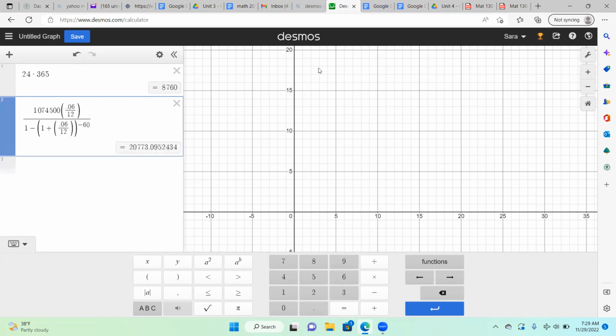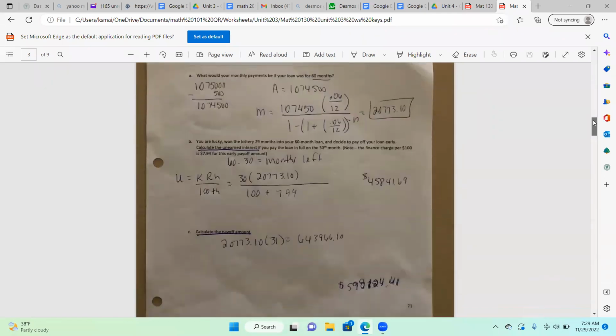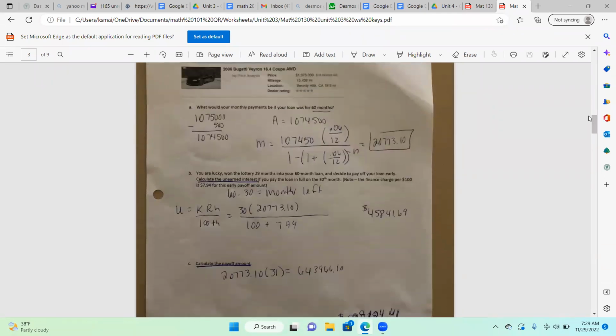And so there's our payment, $20,773. So I'm validating that payment. Part B says you are lucky. You won the lottery 29 months into your 60-month loan and decide to pay off your loan early. So this unearned interest formula is a little bit different than what we did in our class.